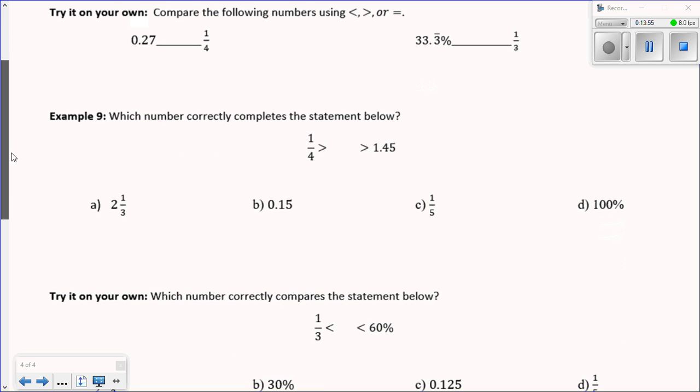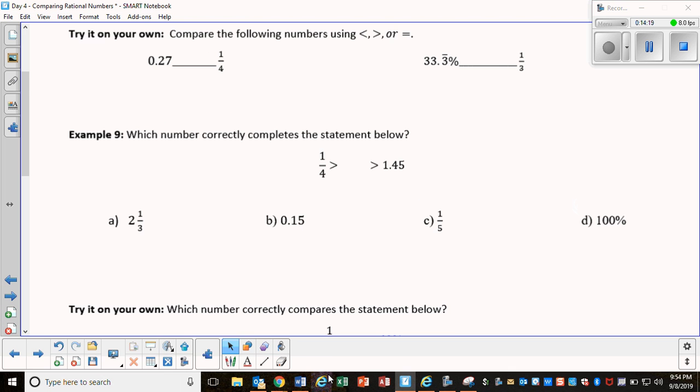Finally, we're going to do a multiple choice and see which number correctly completes the statement below. 1/4 is greater than something, which is greater than, this is wrong. Okay guys, sorry. This is wrong. I need you to correct something. Things happen all the time and it's okay. We're not going to use these symbols. These symbols are wrong. So cross these out just like I'm doing.